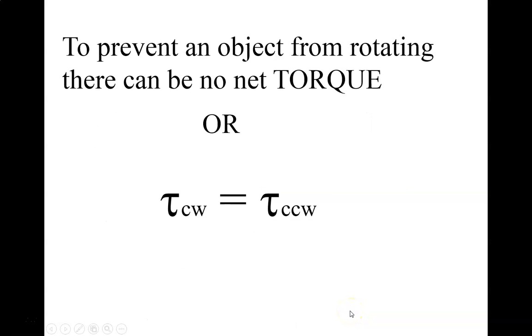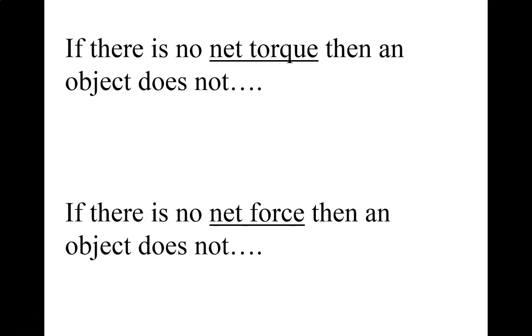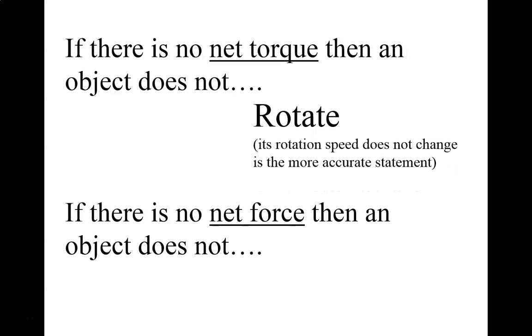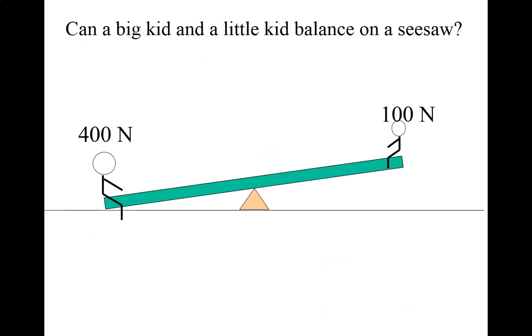In order to prevent an object from rotating, there can be no net torque. The net torque has got to be 0. In other words, your torques clockwise have got to equal your torques counterclockwise. That'll be a big thing here. So if there's no net torque, then an object does not do what? It does not rotate. Technically, it's more correct to say its rotational speed doesn't change, but we're good with what we got. If there's no net force on an object, then it does not what? It does not accelerate.